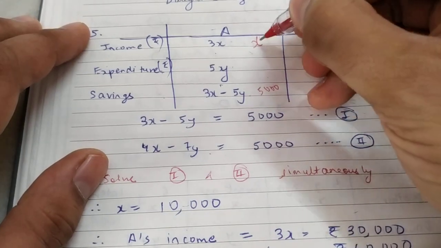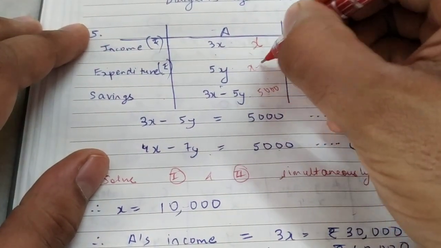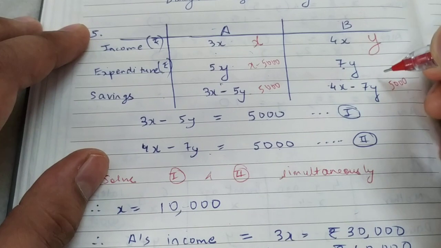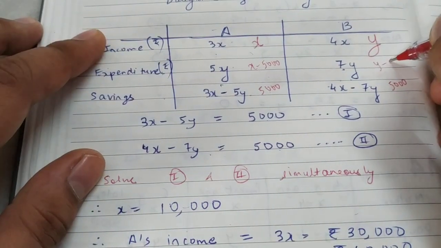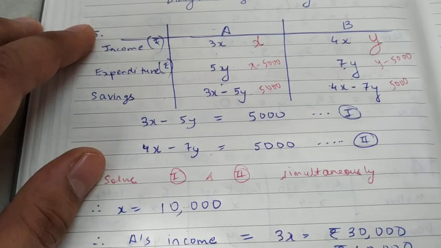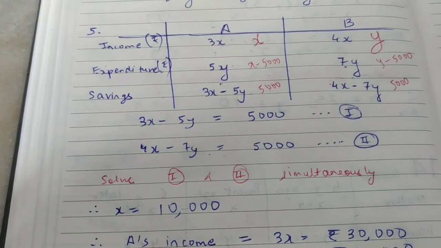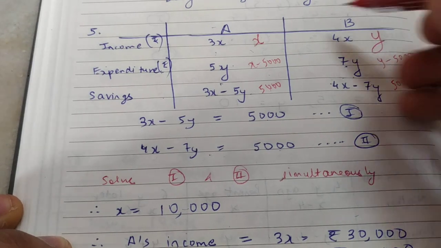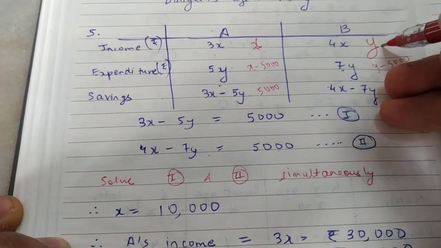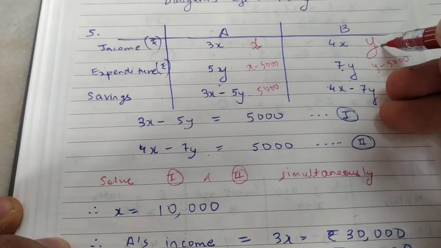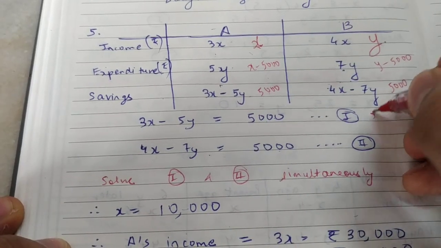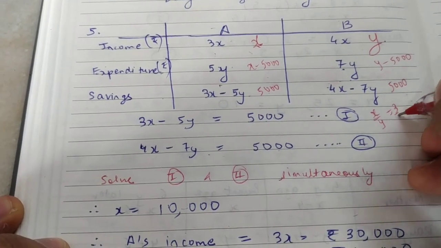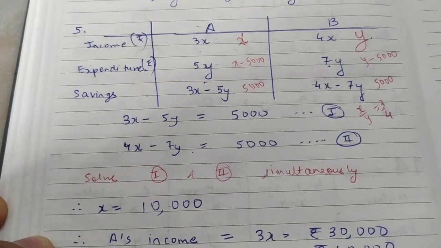That means the expenditure would be X minus 5,000 and Y minus 5,000. So that will be a different table in that method. And the two equations would be, first of all, they have mentioned that the ratio of X and Y is 3/4. So that will be the first equation. X upon Y is equal to 3/4. Cross multiply and get equation number 1.